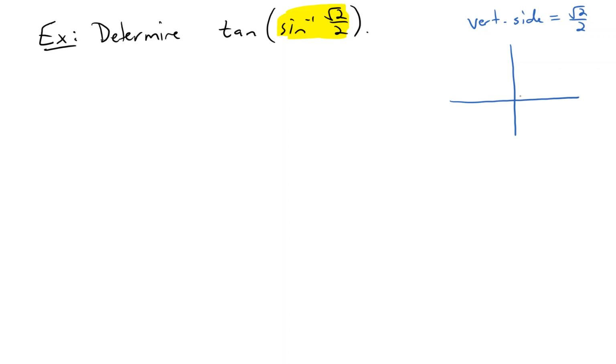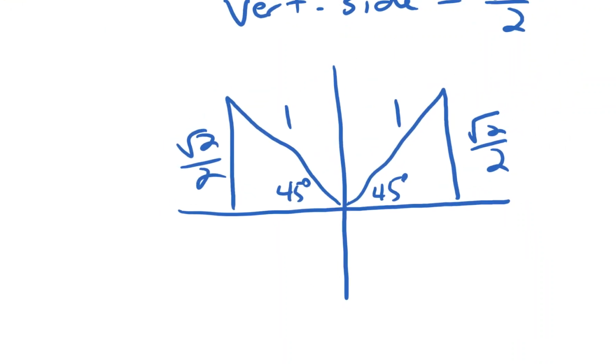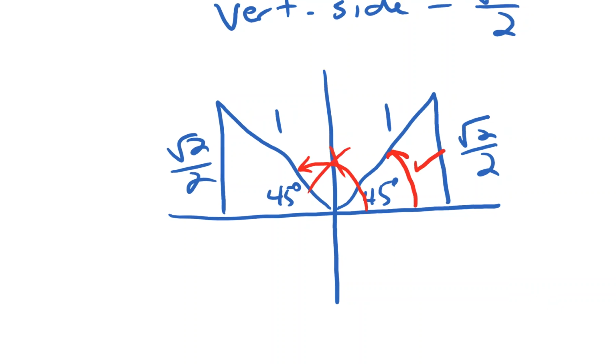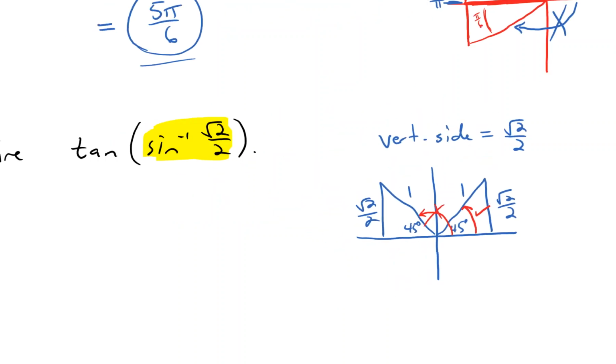So if I've got a positive vertical side, I could be in the first quadrant or the second quadrant, and the vertical side should be positive square root of 2 over 2 in each case, with a hypotenuse of 1. These are 45-45-90s, so 45-degree reference angles. And I've got to measure my angle from 0 to this terminal side. Well, in this case, the first one has the least amount of rotation, so we're going to go with him. And since that's a 45-degree rotation, it's the same thing as pi over 4.